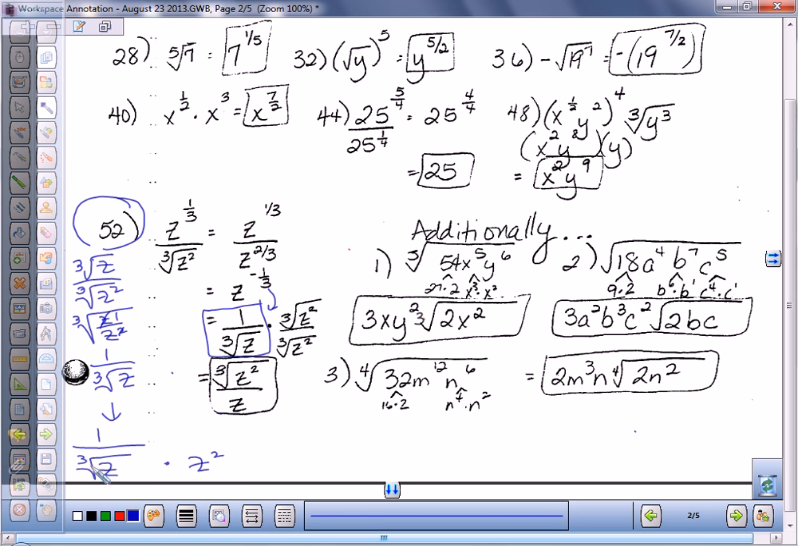Brian is correct. Why not? It's a rule. It's a radical rule. So we have to multiply by the cubed root of z squared over the cubed root of z squared. And that will give us the cubed root of z cubed over the cubed root of z squared. And the cubed root of z cubed is just z.